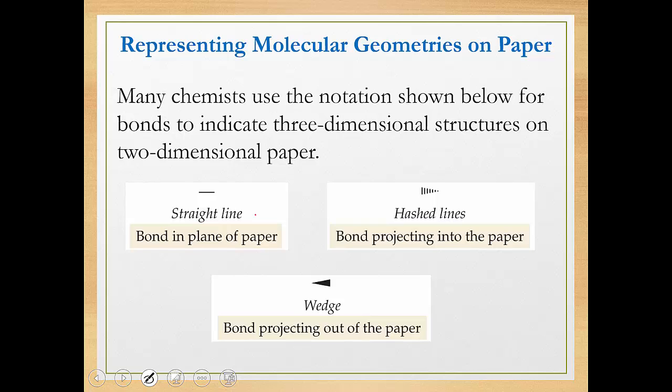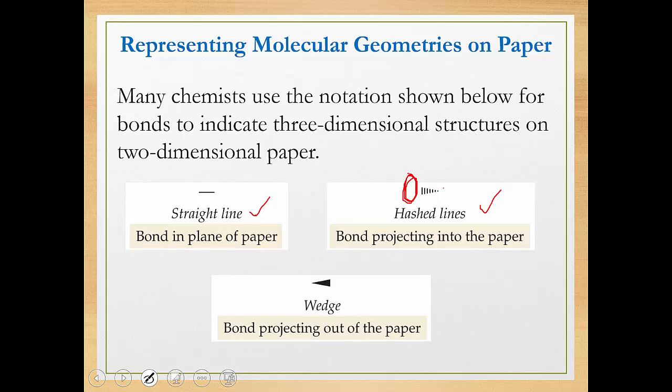So if you see a straight line, that means that whatever bond you're looking at lies in the plane of the paper. So if it were in reality, it would just be laying there on the paper. If you see a series of hashed lines, those are bonds that project into the paper, so they're moving away from you. So if you imagine that you took your bond and left one end of it on the paper and pushed the other end away from you, that's what that's representing. So the point would be lying on the paper. This point out here at the end of the hash lines is behind the paper.